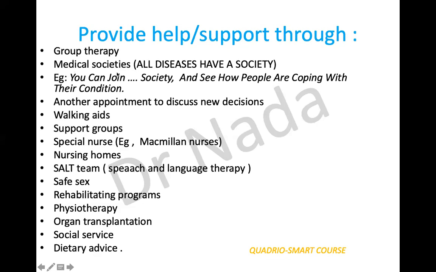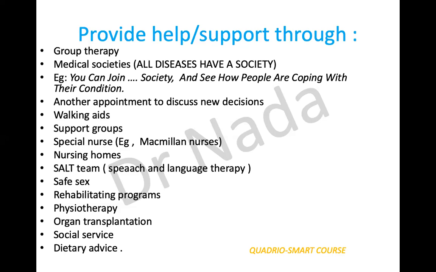So provide contact details in the station by the end of the consultation. Example, you can join the MS Society and see how people are coping with their condition. Okay. Another appointment to discuss new decisions, for example, is another way to provide help and support. Walking aids, occupational therapy. Okay. A patient, for example, who finds difficulty in staying ambulant, or difficulty moving around because of his disease. Okay, occupational therapy can provide walking aids, and so you give contact details of these, or you can contact them in order to support this patient.